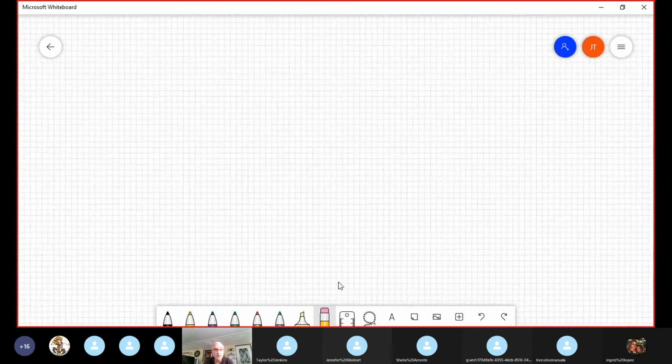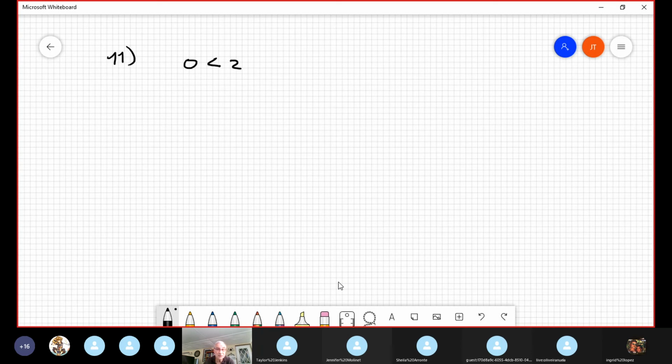Question 11 has the same objective. Basically, they want you to express the answer in two different ways, graphically and in set-builder notation. Okay, I respect that. So 0 less than 2x less than or equal to 8.